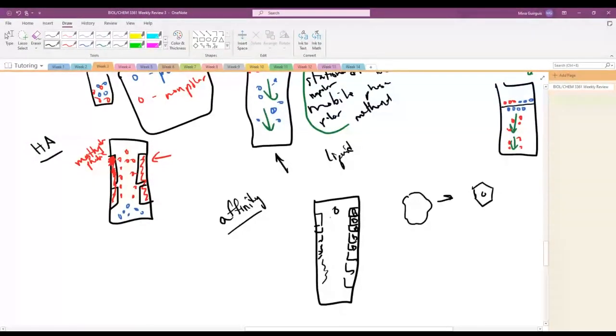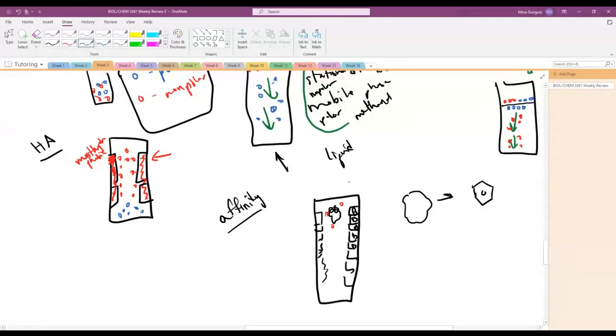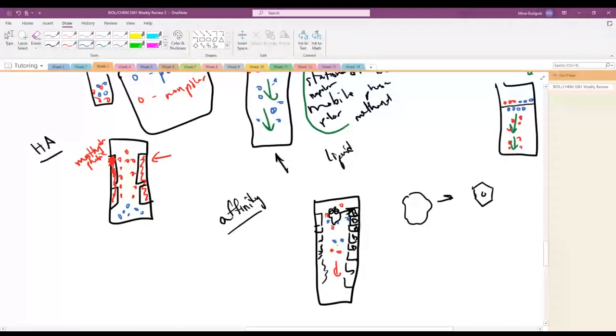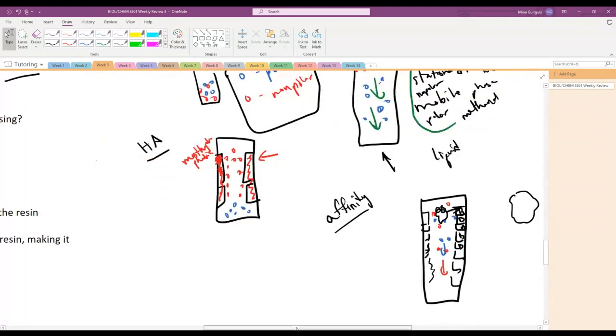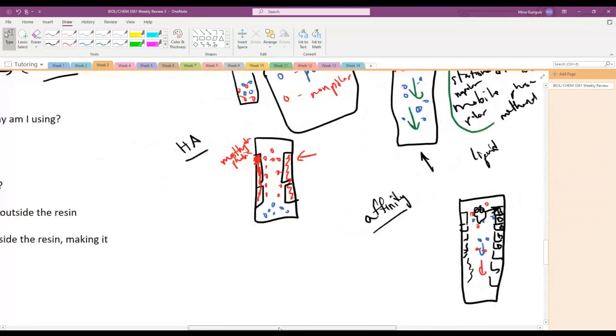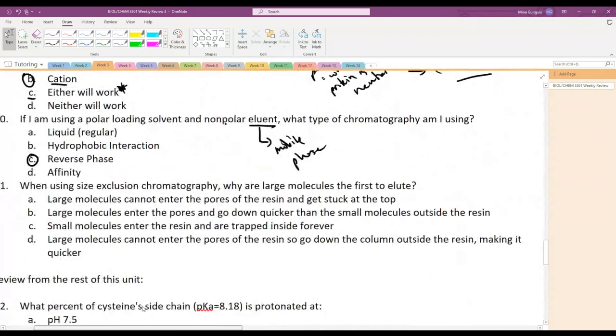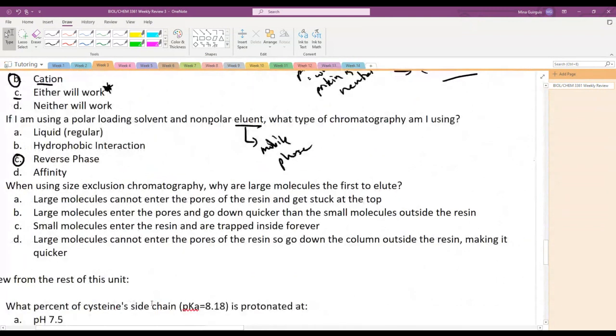So now when this protein comes in, along with this non-polar thing and this polar thing and a bunch of whatever else, only the protein is going to get stuck to here, and everything else is just going to pass straight through. Okay. So affinity chromatography is very specific to the solute you're trying to isolate. Okay. I hope that makes sense.